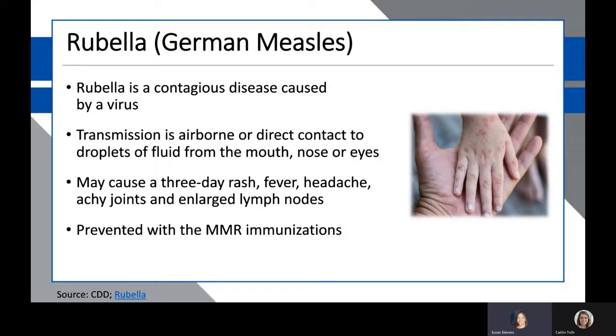Rubella, also known as German measles. This is a contagious disease caused by a virus. Transmission is airborne or direct contact to droplets of fluid from the mouth, nose, or eyes, and it may cause a 3-day rash, fever, headache, achy joints, and enlarged lymph nodes. It is prevented with the MMR immunization.